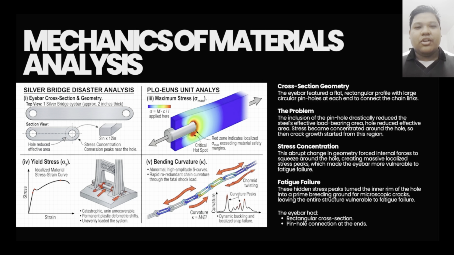Stress concentration occurs when there is a sudden change in geometry, such as holes, notches, sharp corners, or cracks. These discontinuities cause localized regions to experience stress that is significantly higher than the average stress acting on the member. In the case of the Silver Bridge, the highest stress concentrations occur around the inner edge of the pinhole connections, even though the average stress in the eye-bar might have been within acceptable limits. The localized stresses near these regions could be several times greater.